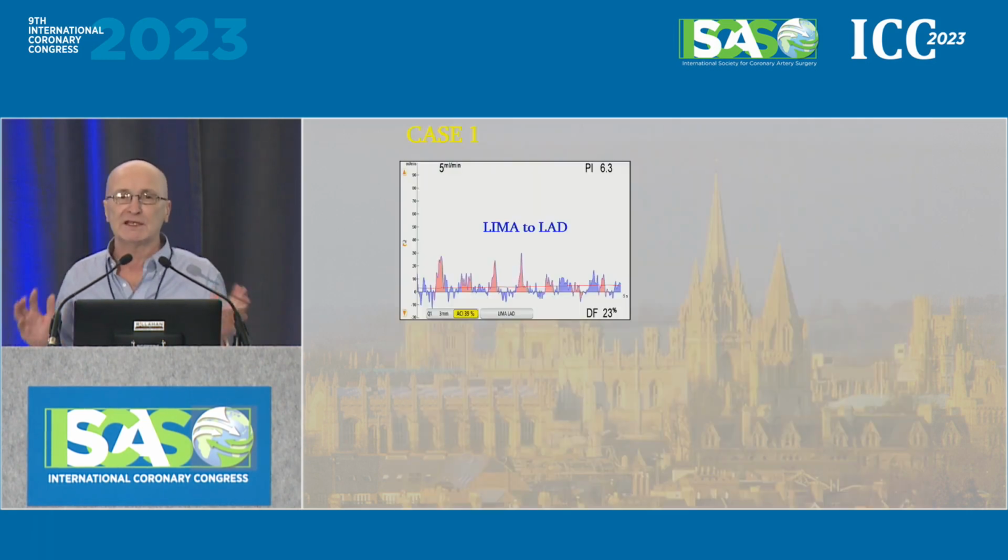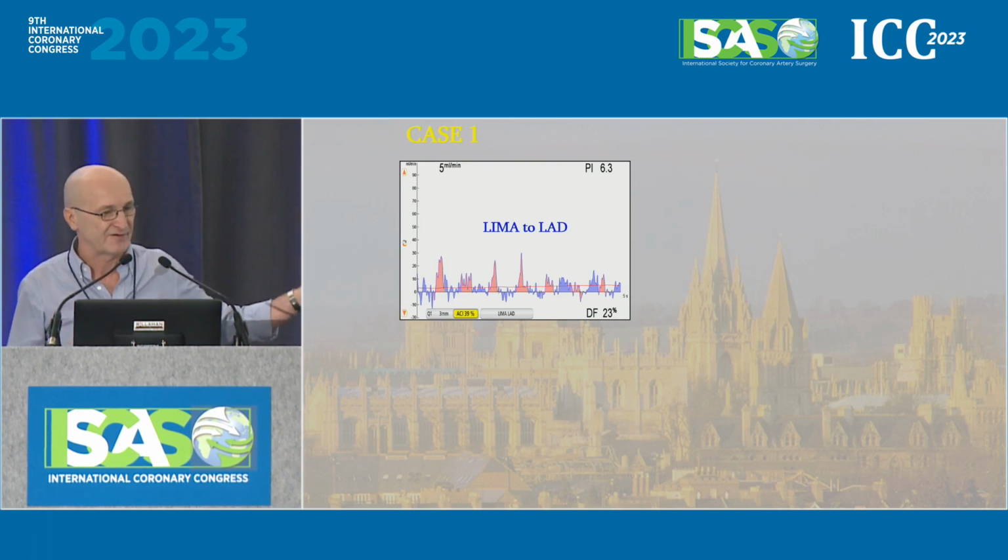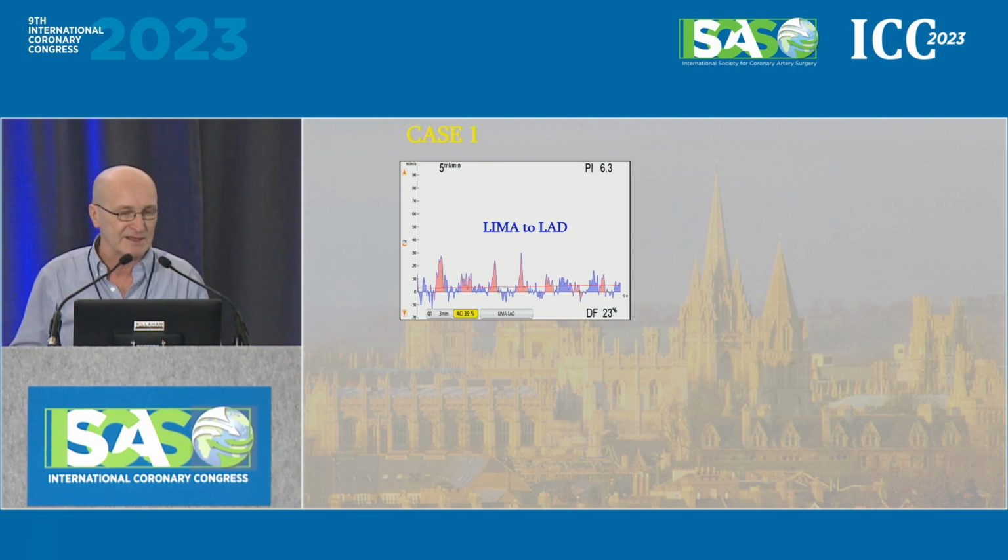Now, if we use TTFM, sometimes it's dead easy. You see a graph like this. LIMA to the LAD, a flow of 5 mils per minute, pulsatility index 6.3. Is there anyone in this room who would not revise that graft?